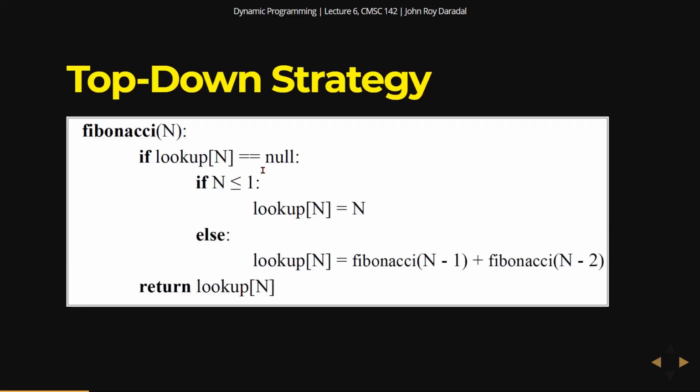So a modified version of Fibonacci using the top-down strategy will look something like this. Fibonacci of n. First check the lookup table: if the entry for n is still null, meaning it's not yet saved, then we will have to compute it using recursion, just like what we did in the divide and conquer. But if it's already been saved, then you'll just return whatever is in the lookup table. So it's also useful for some types of problems.